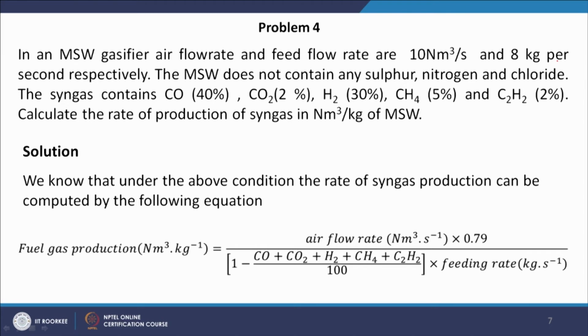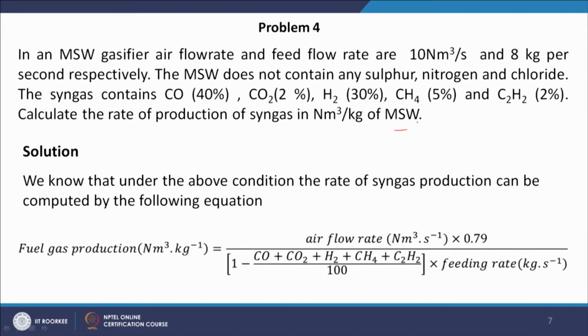Calculate the rate of production of syngas in normal meter cube per kg of MSW. This is another problem related to the handling of MSW through a gasifier. Through the gasifier we know that we get syngas when we use oxygen and producer gas when we use air. So this is the case of producer gas production. This can also be solved on the basis of mass balance of nitrogen.